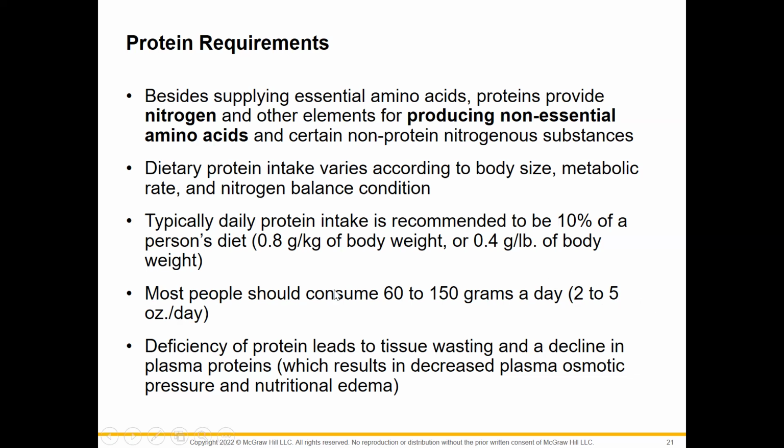All right, so deficiency of protein leads to tissue wasting and a decline in plasma proteins. If you're not eating enough protein, it doesn't mean that you have to eat a lot of animal products, but you have to eat food that has an adequate amount of protein in it. If you don't eat enough protein in the diet, then you'll start wasting your tissues. Your body will basically start breaking down your own proteins, your own muscle tissue, in order to get the amino acids it needs. It'll also decrease the amount of plasma proteins that you have.